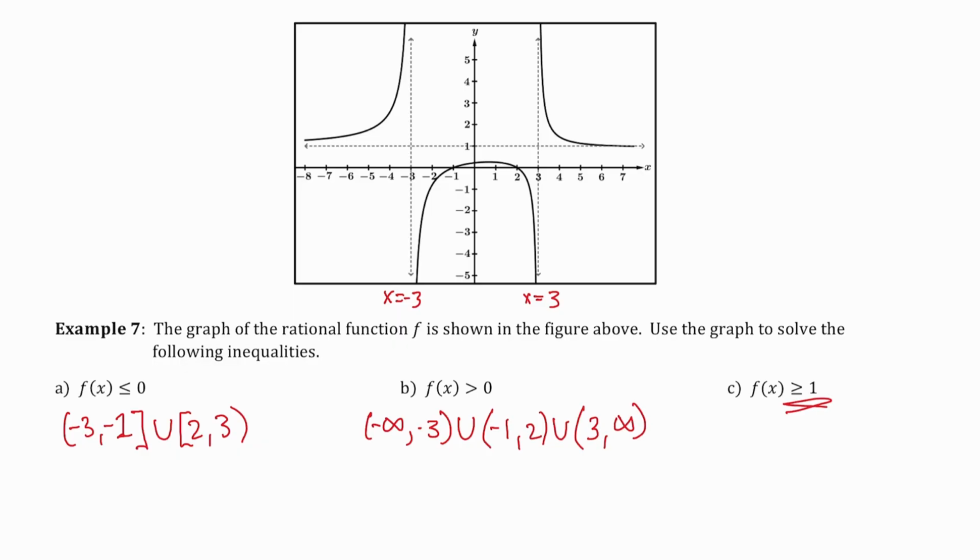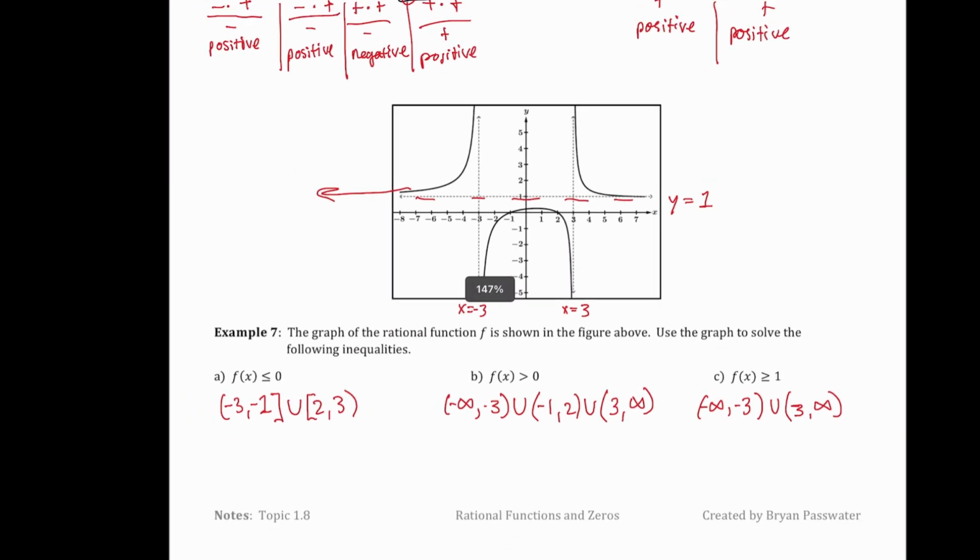And now we're looking for greater than or equal to 1. So this is not 0. This is 1, which is that horizontal asymptote there, so y is equal to 1. So greater than or equal to 1. So right here, this goes to -infinity. And then right here, that's -3, that vertical asymptote, not including that. Then union, this equation, 3 to infinity. And that should be our answer.